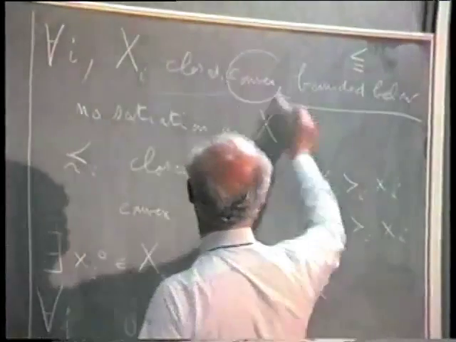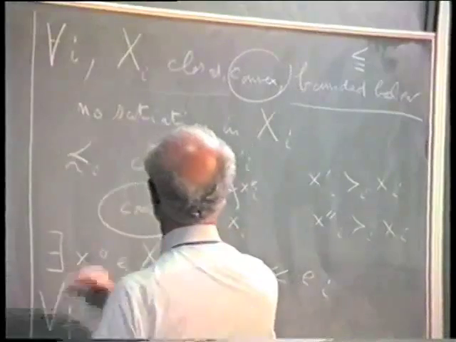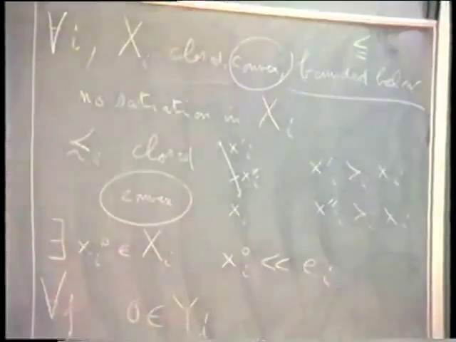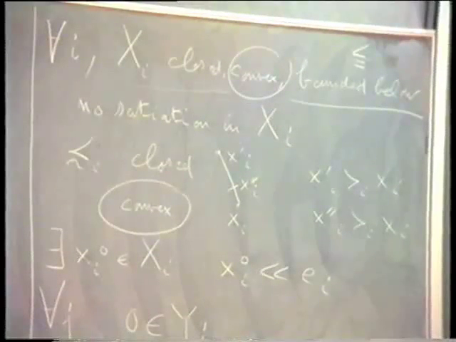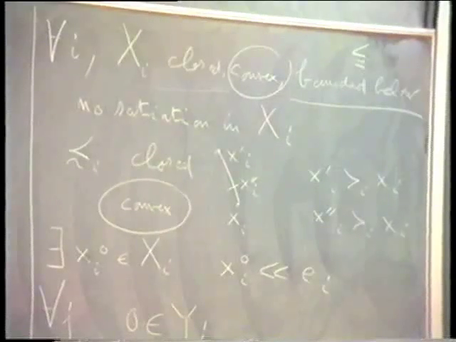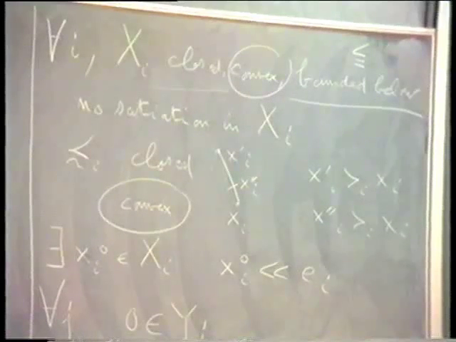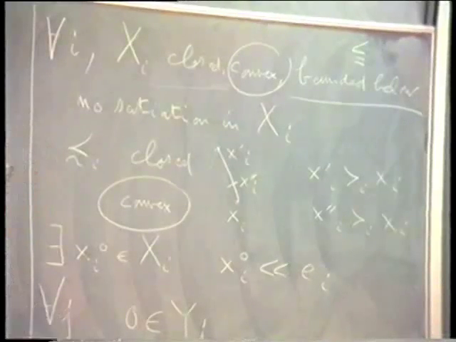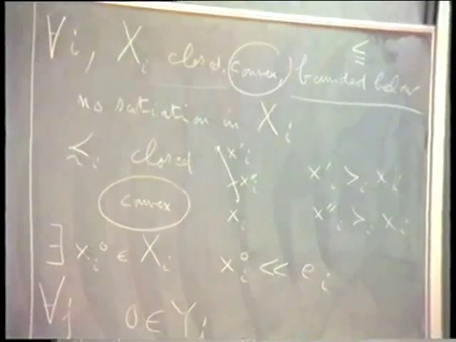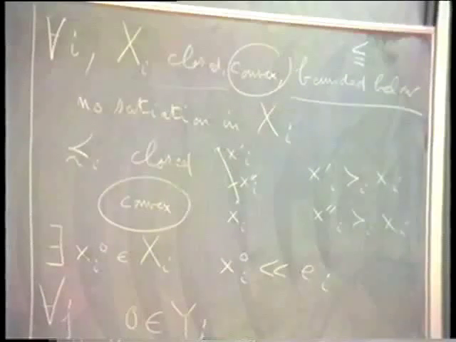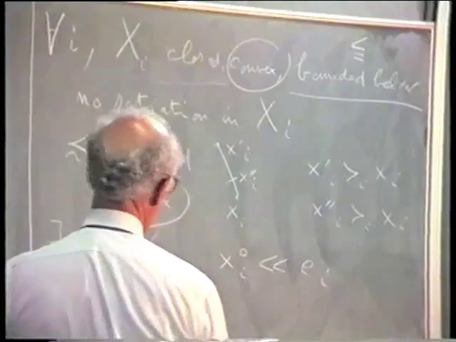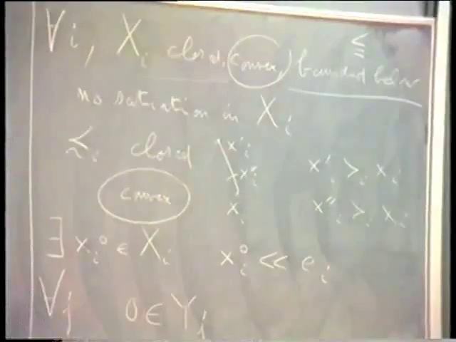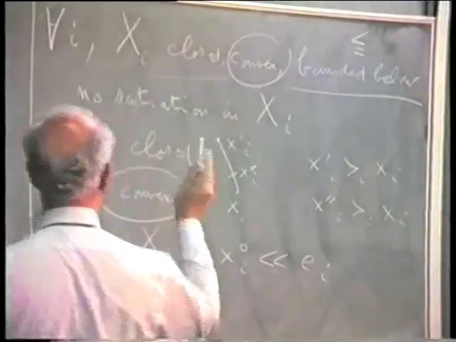Convexity, I will come back to this when I discuss the convexity of preferences. Here, no satiation in Xi, that is a fact of everyday observation, excluding possibly a small set of assets. If you take any individual in this room, I am quite sure that no matter what his or her consumption is, there is another one that that person prefers. The closedness of the preference relation, the same comment could be made as before. Convexity, I will discuss together.